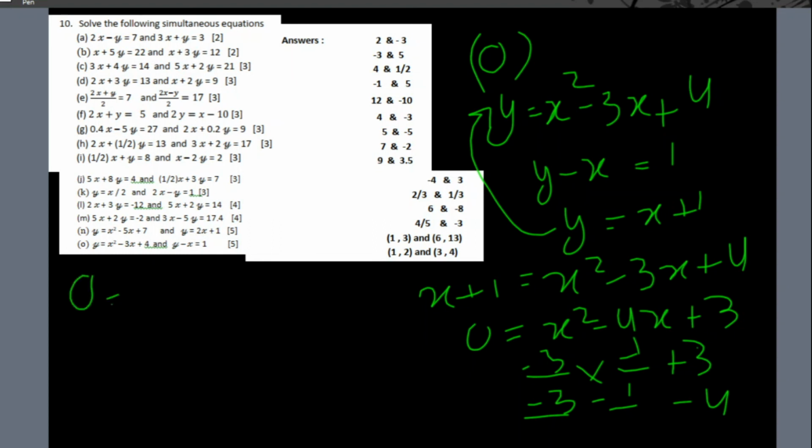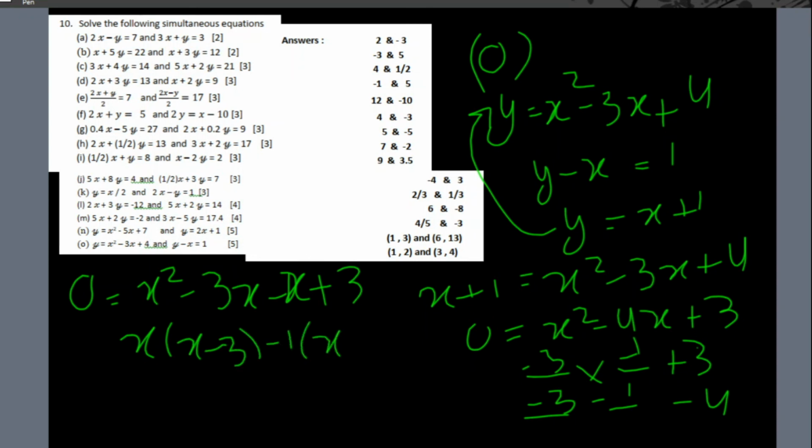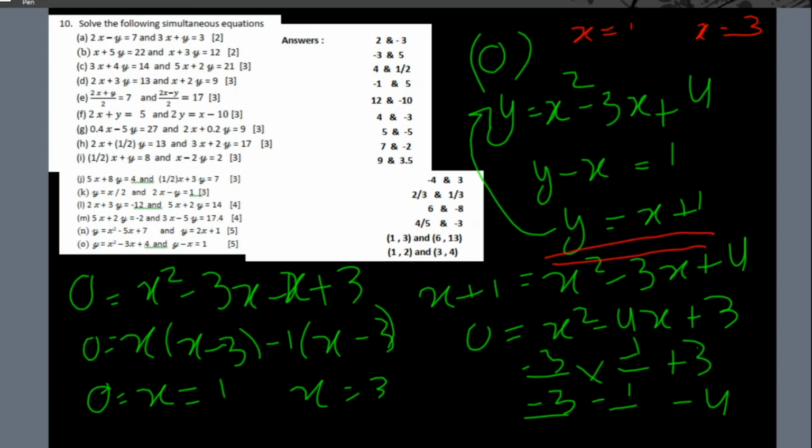Okay, factorizing, we get x square, middle term breaking. I get this, x is common in the first two, minus 1 is common in the next two. I'm getting x equals 1 and x equals 3 directly. So I'm getting two answers, once when x is 1, once when x is 3. Put the value here. When x is 1, y is 2, and when x is 3, y is 4. So I'm getting two sets of answers. So these are the two answers.